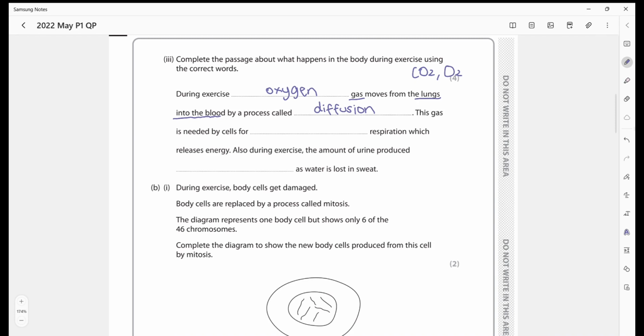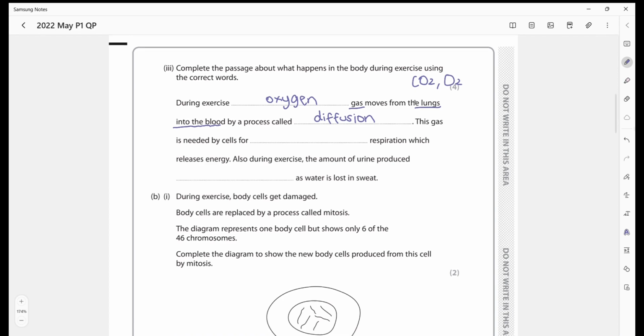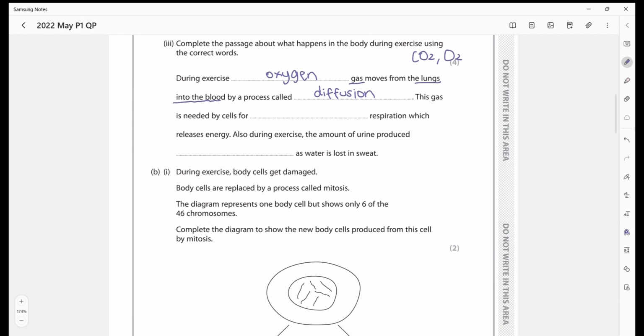Diffusion, remember, is a passive transport. So diffusion is when molecules or substances go down from a high concentration region to a low concentration region. This gas is needed by cells for what kind of respiration? That would be aerobic respiration. So there are two types of respiration, aerobic and anaerobic. Anaerobic is without, whereas aerobic is with oxygen.